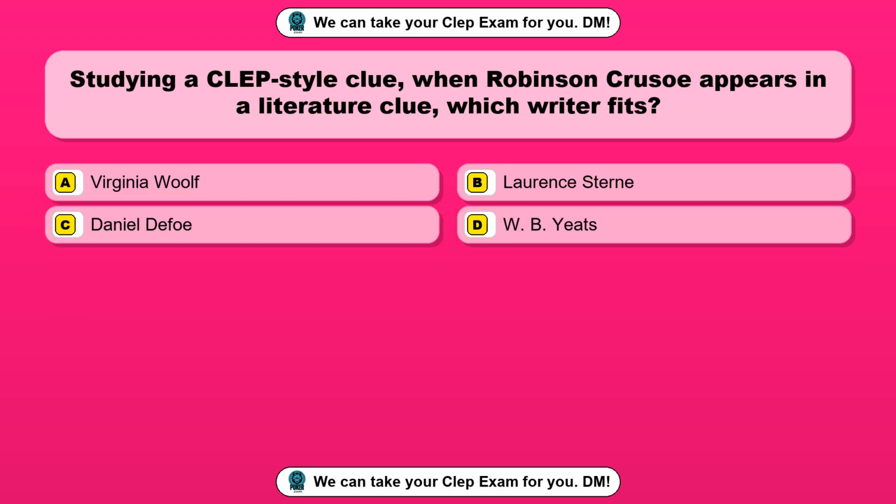Question 34. Studying a CLEP-style clue, when Robinson Crusoe appears in a literature clue, which writer fits? Option A, Virginia Woolf. Option B, Laurence Sterne. Option C, Daniel Defoe. Option D, W. B. Yeats. The correct answer is option C, Daniel Defoe.